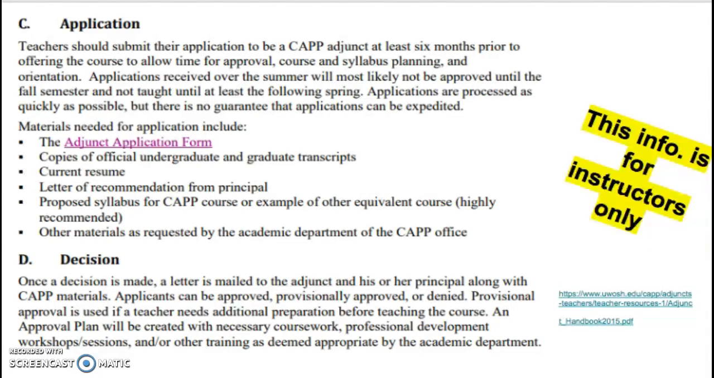The timeline for my application: I started working on the application in January of 2018. I met with my principal and we got all the documents ready to go, and I submitted it in February. I believe I heard back from the university at the end of April or May, finding out that I was approved to be an adjunct professor.